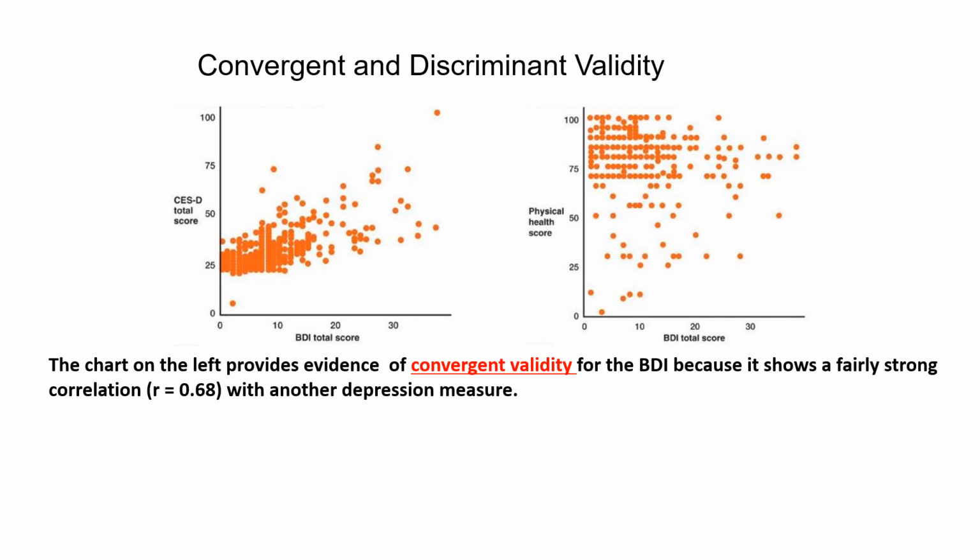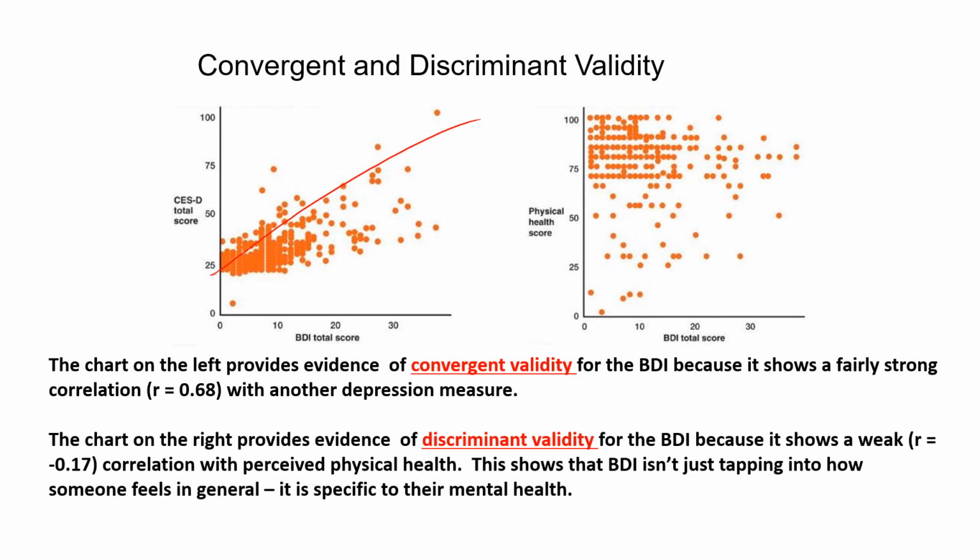So when we look at it, the chart on the left provides evidence of convergent validity for the BDI, the depression inventory we talked about, because it shows a fairly strong correlation with another depression measure. But it's also got divergent validity because it has no correlation with physical health score. So weak correlation with perceived physical health. This shows that the BDI isn't just tapping into how someone feels in general, it's specific to their mental health.